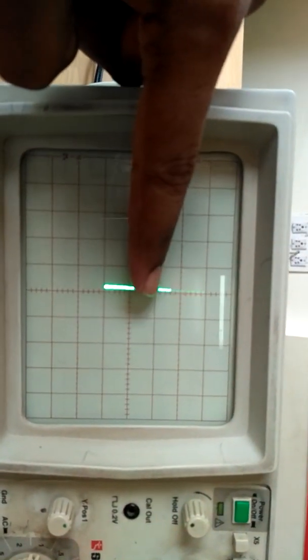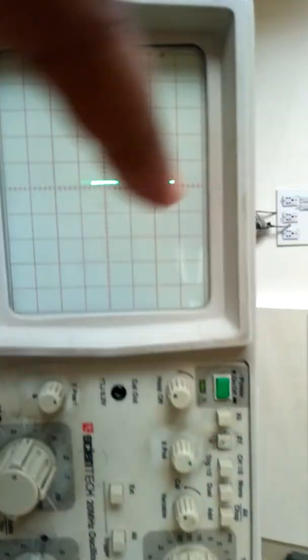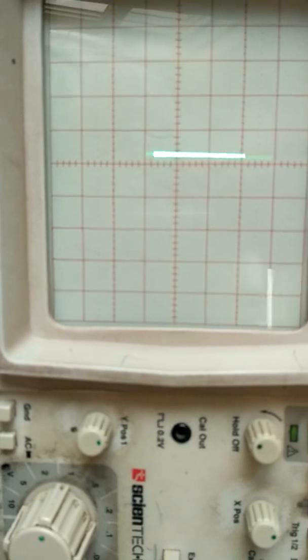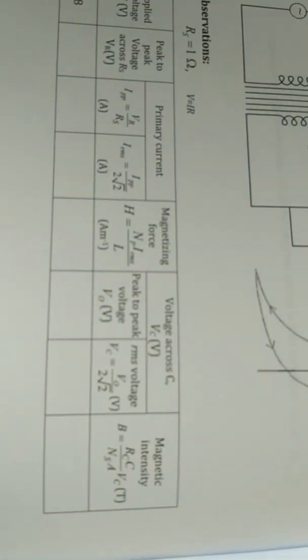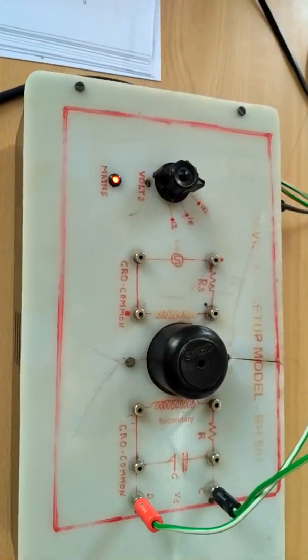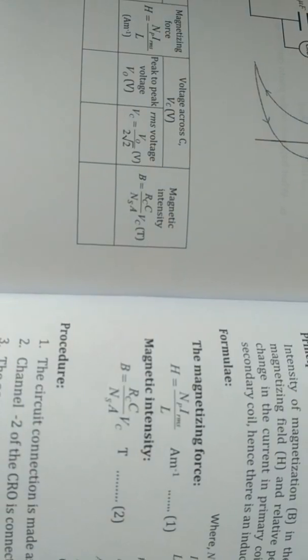So 1, 2, 3, 4. So 4 boxes here, 4 into volts. The volts we have set at around 1 volt. So 4 into 1 volt. That will be your peak to peak voltage here. And then once you find that, you find the RMS value, you can find your B. So this is how we are going to perform your BH curve experiment. That is for the first part of measuring H and B values.